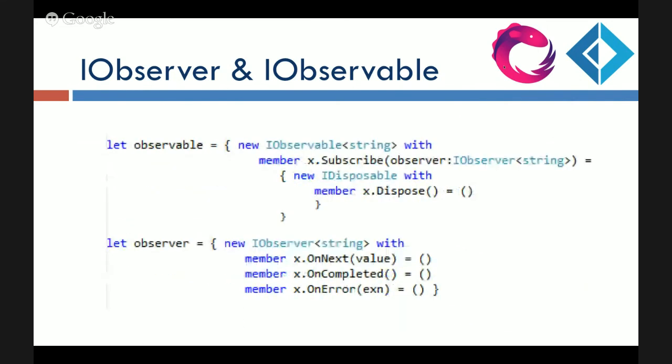And F# has this concept also known as object expression that allows you to create on-the-fly anonymous types based upon a well-known type, right? So we can create an observable type on the fly, just implementing the interface signature, which is pretty useful also for unit testing, when you have to mock some object.